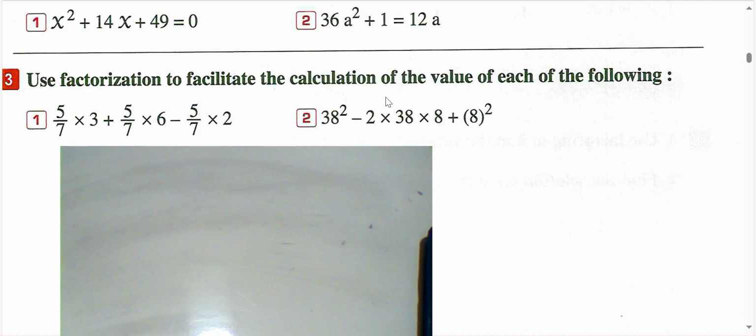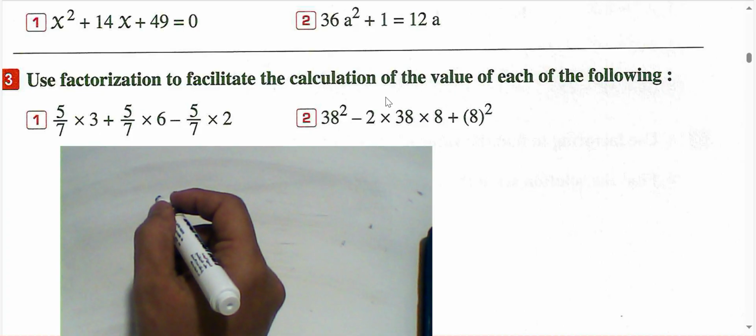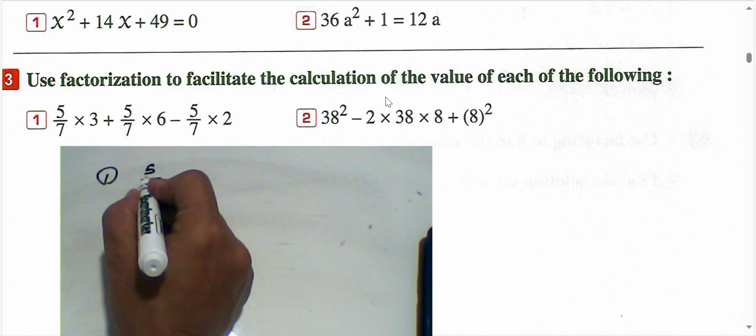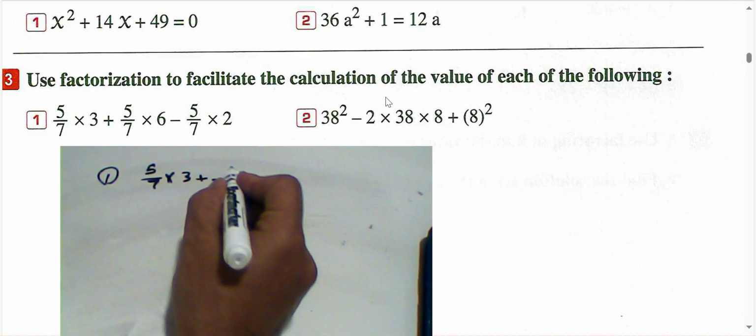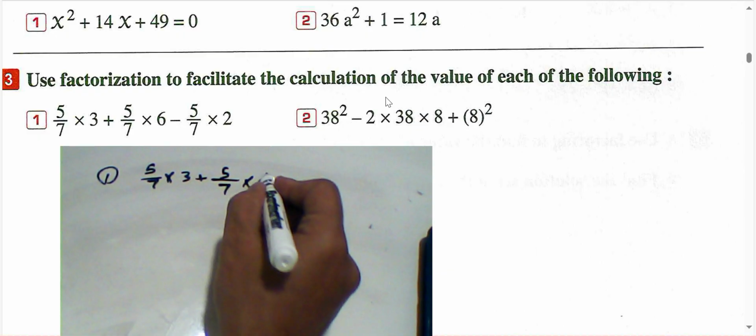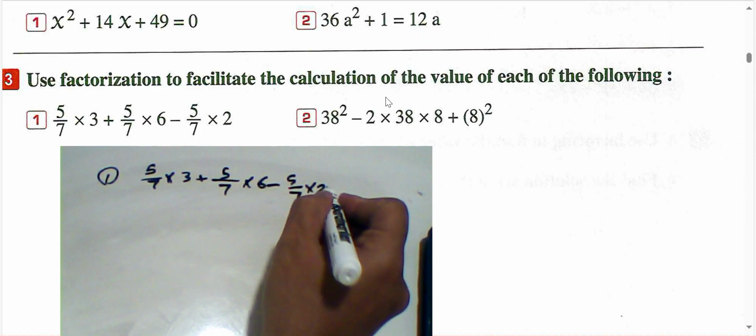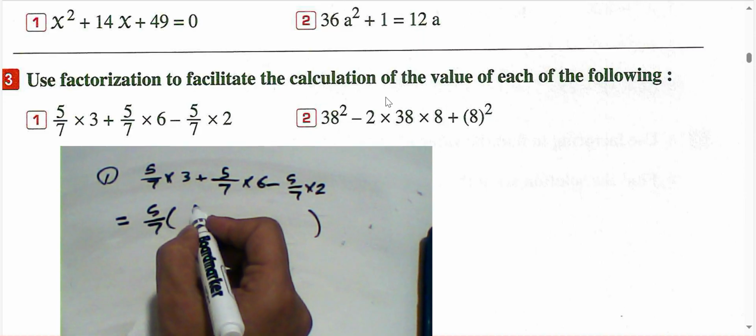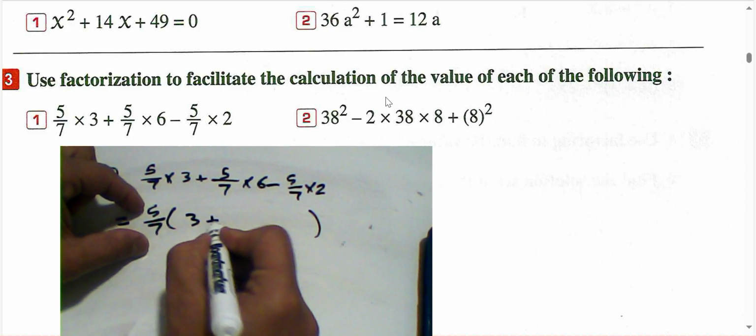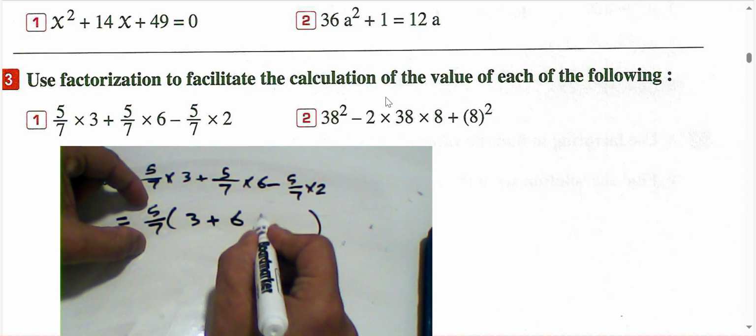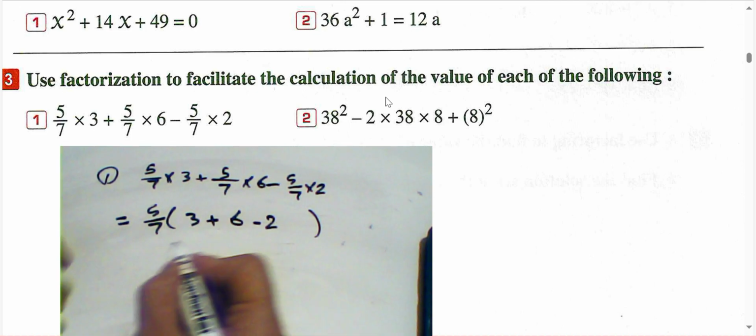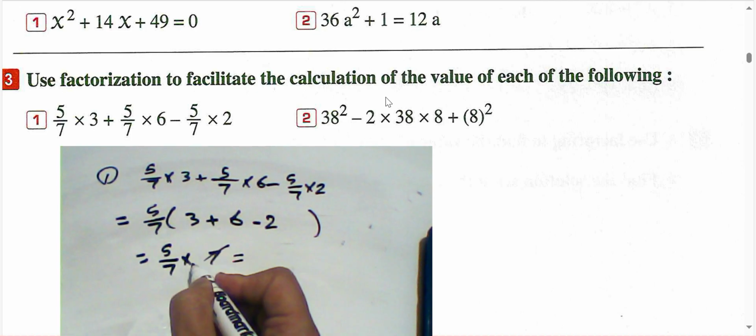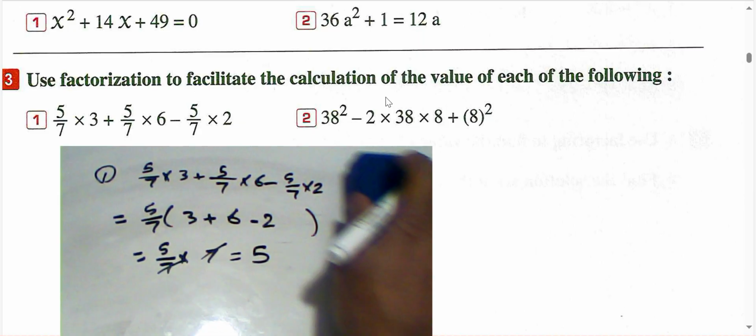Next question. Use factorization to facilitate the calculation of the value. Okay. Question number 1. 5 over 7 times 3 plus 5 over 7 times 6 minus 5 over 7 times 2. We have 5 over 7 as the common factor between the 3 terms. This term divided by 5 over 7 will be 3, this one will be 6, and this one will be 2. 3 plus 6 is 9, minus 2 is 7. Then 7 divided by 7 is 1. 1 times 5 equals 5.